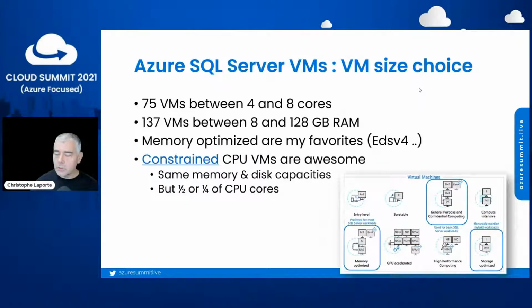But you have a lot of choice of VMs, and it might be complicated to choose between them. If you want a VM with 4 or 8 cores, you have more than 75 VMs in the catalog. Or if you just want between 8 and 128 gigabytes of RAM, you have more than 130 VMs available. So that could be very difficult to choose the best one. My advice is just to opt for some memory optimized VMs. And my favorite is Edsv4 because that's awesome.